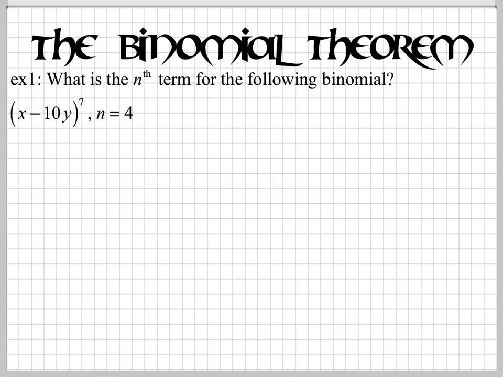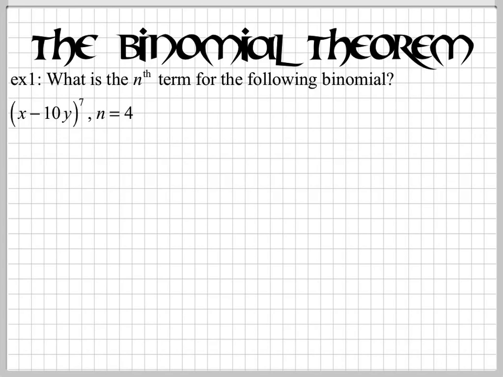N equals 4, so what does that mean? Yeah, it wants the 4th term. Okay, so you could multiply this out to the 7th power if you really want to, but that doesn't sound like very much fun. Or you could try to figure out the pattern using the binomial theorem.